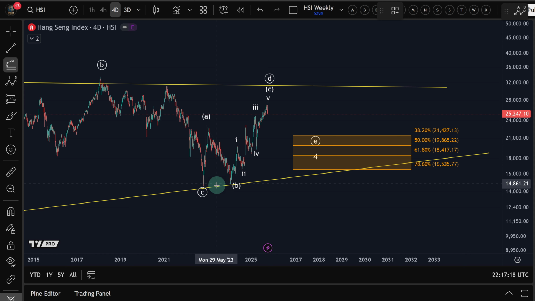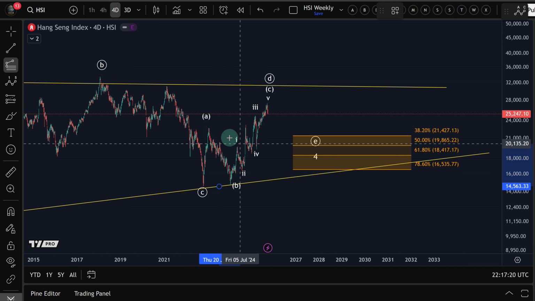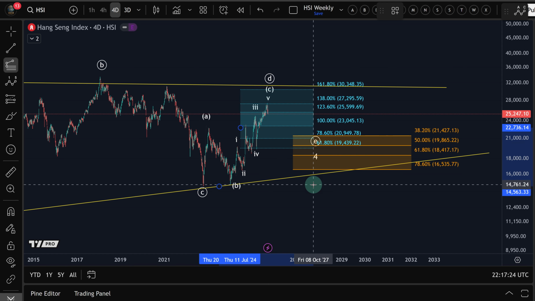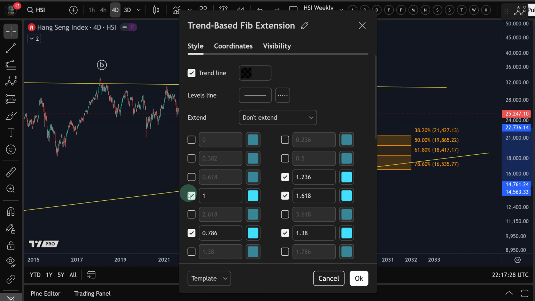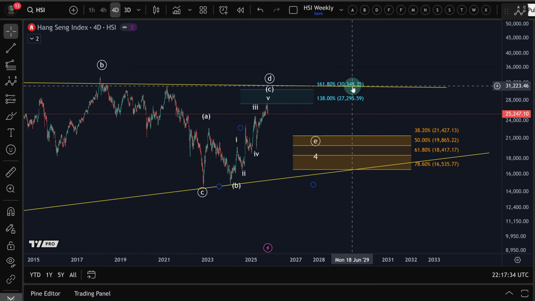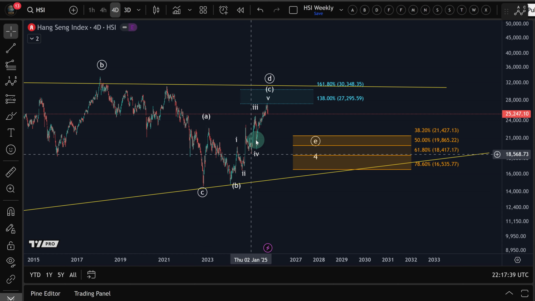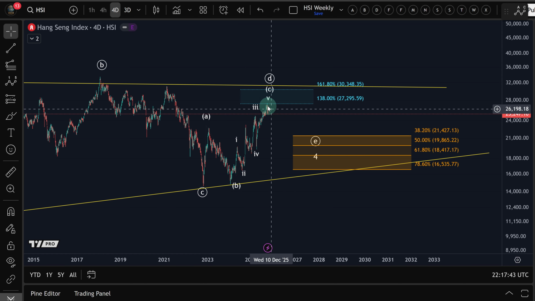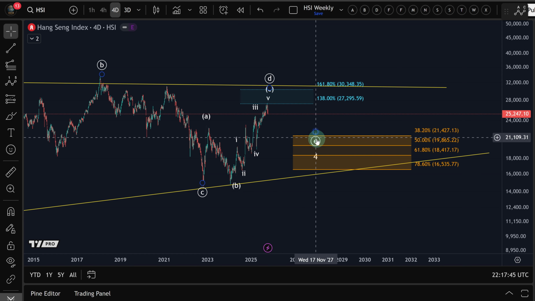We can also define targets a little bit more accurately by taking the length of the A wave, then going to the low of the B wave. And wow, okay, it now reached exactly the 138% extension. That's an ideal target for a C wave. If it goes any higher, 30,348 is the next one, but it's got 5 waves in the C wave. The C wave has reached an ideal target, so I think we should all be prepared for potentially the start of the E wave soon.